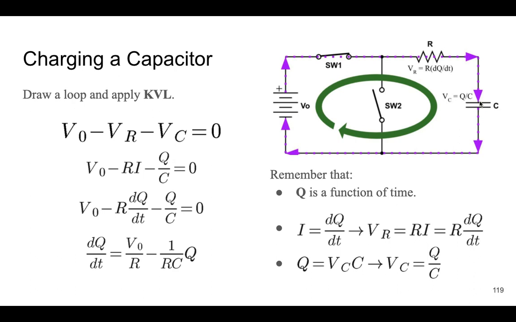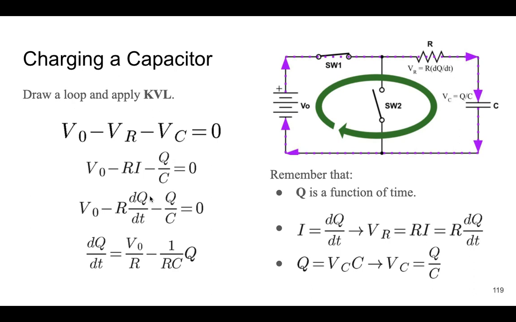Remember, this plate is going to be positively charged, this one's negative. So the capacitor also ends up being a drop. So then we sub in our ideas, Ohm's law and Q = VC, and we get this equation. And then we remember, current is actually the rate of change of charge over time.